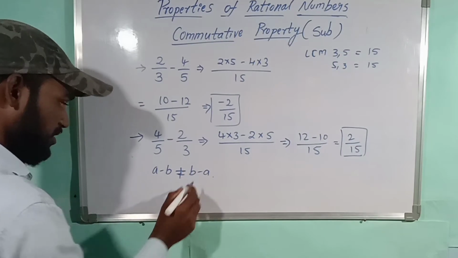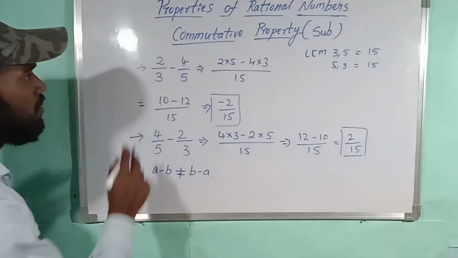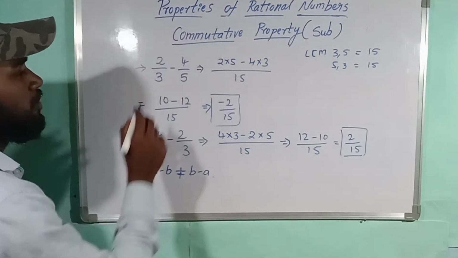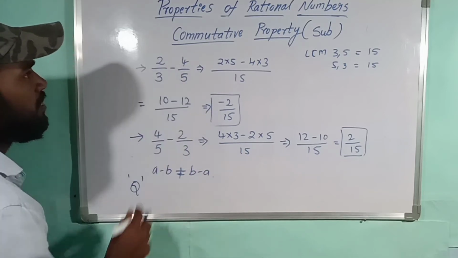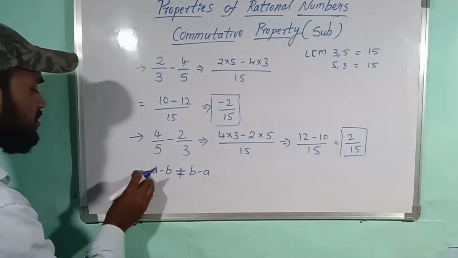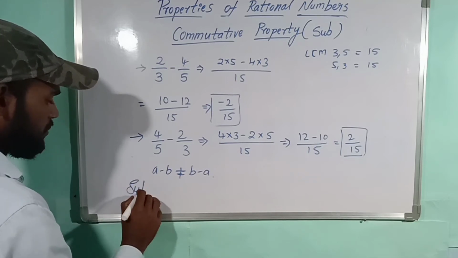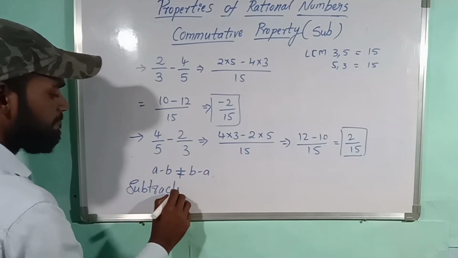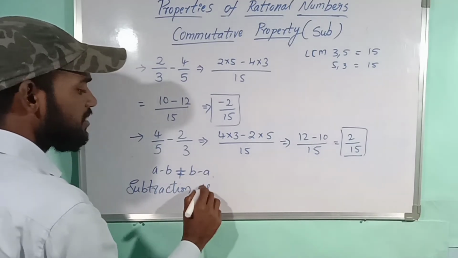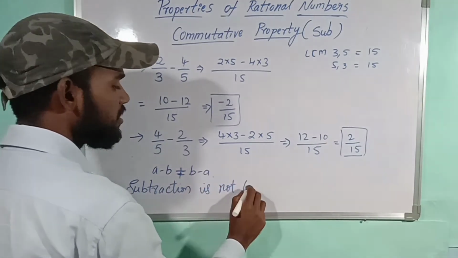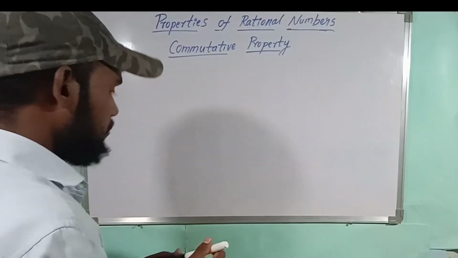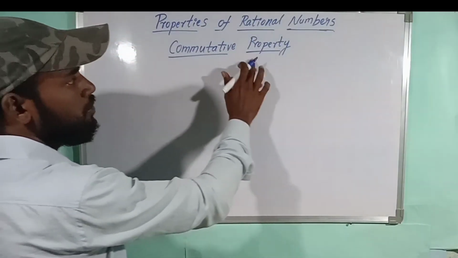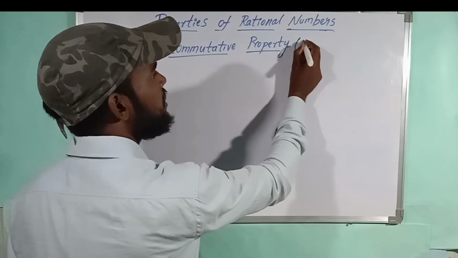Now in general, what can we conclude? Subtraction is not commutative for rational numbers. Subtraction is not commutative for rational numbers. Now we are going to solve the commutative property for multiplication.